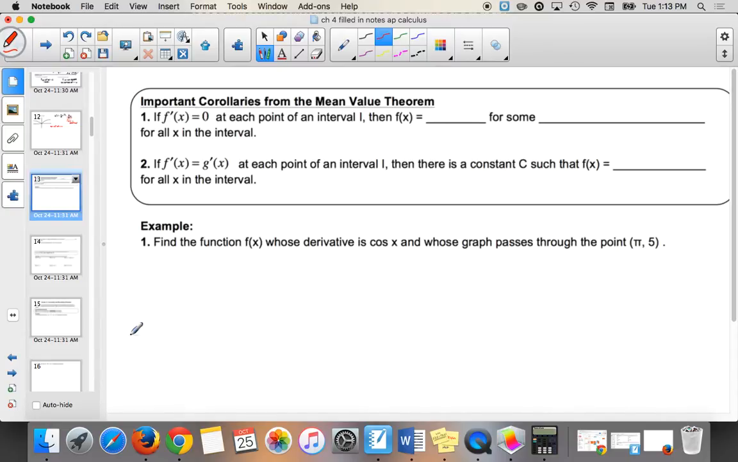All right, so important corollaries from the mean value theorem. It says if f prime is equal to 0, so if I take the derivative of a function and I get 0 out, what do I take the derivative of to get 0? Like 1, 7, any constant, right? So then f of x equals c for some constant c for all x in the interval. All right, what if f prime is equal to g prime? Can you think of two functions that when you take the derivative of them, you get exactly the same thing? x, and what's another one that you take the derivative of and get 1 out?